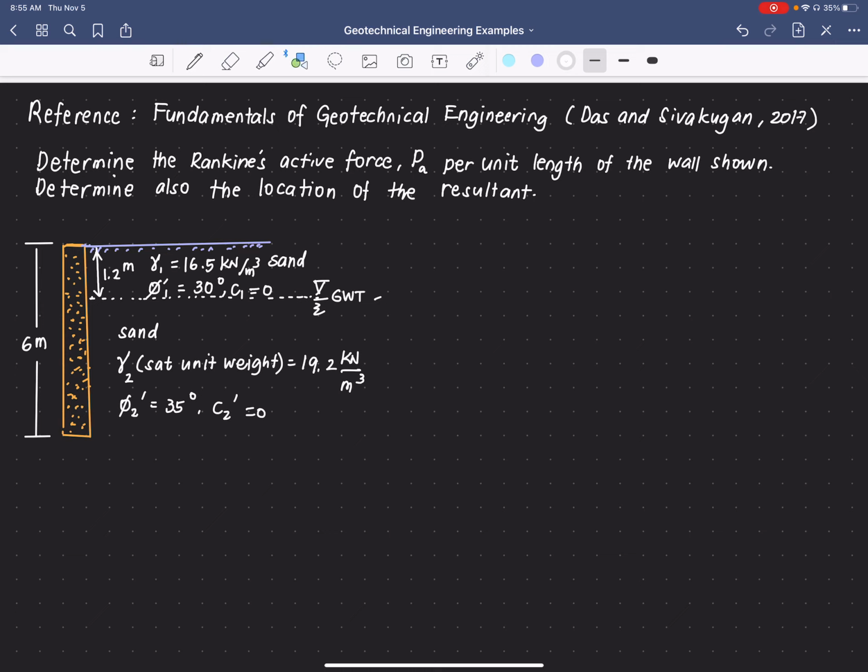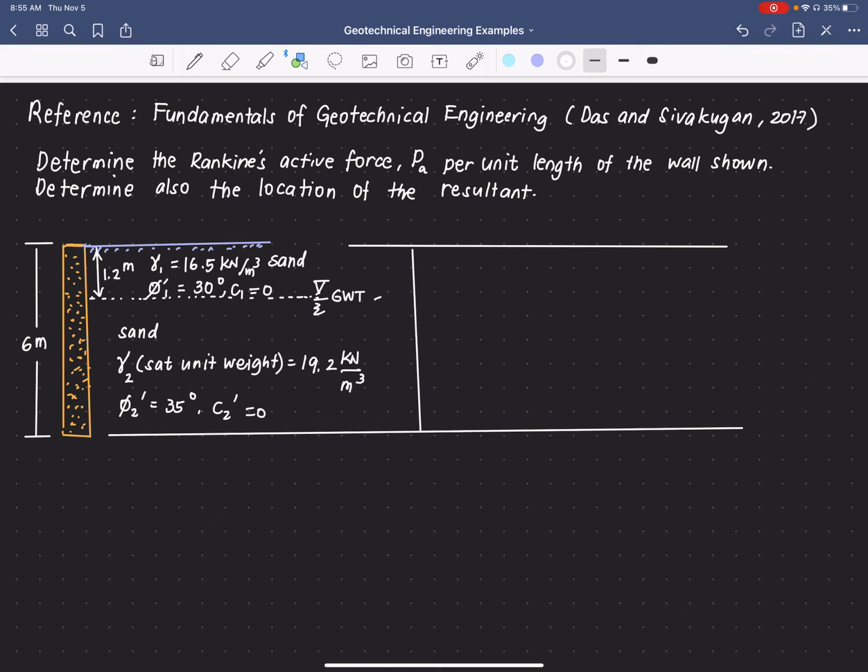Let me just prepare the figure before we start drawing. Okay, let us just say that this will be the preparation for the pressure distribution for the soil and for the water.